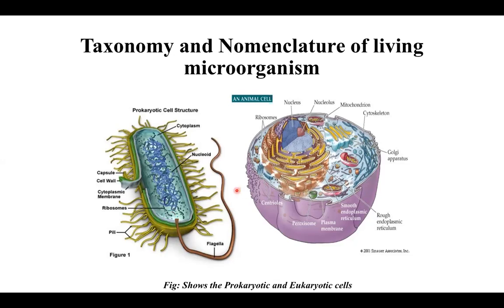While in the case of eukaryotes, they have a well-defined nuclear membrane, and the nucleic acid is present within the nuclear membrane. If you talk about the cell organelles, in prokaryotic cells, organelles such as the Golgi apparatus, the endoplasmic reticulum, and the nucleolus are not present, but the endoplasmic reticulum, Golgi apparatus, and the nucleolus are present in eukaryotic cells.